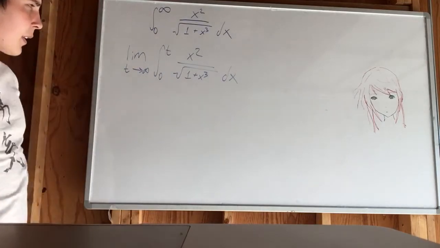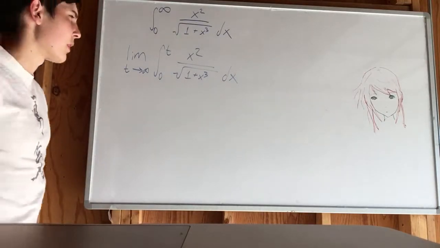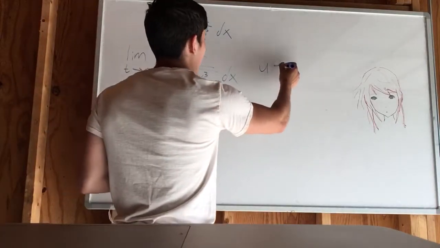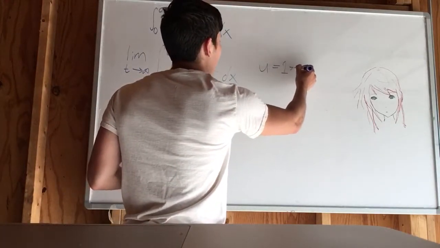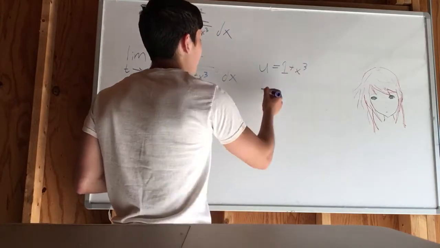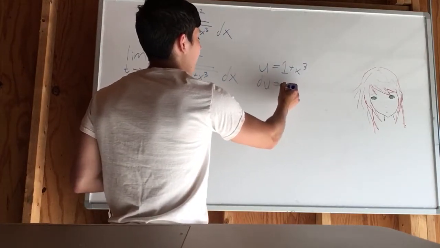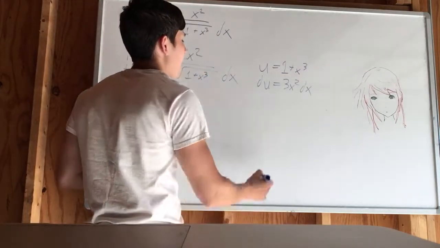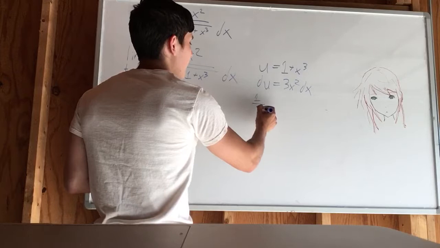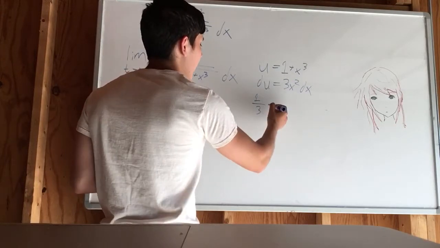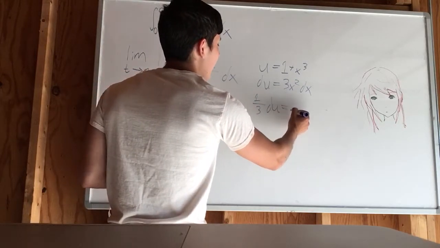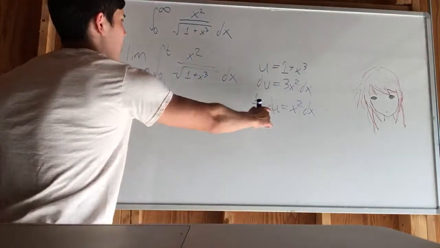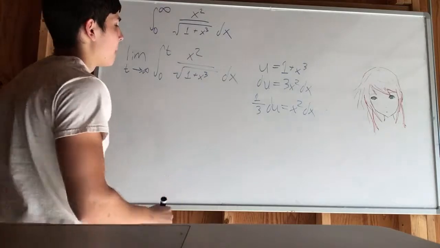So how do we integrate this? U substitution. We let u be what's inside of the square root. U equals 1 plus x cubed. Du, therefore, is 3x squared dx. We divide by 3 on both sides. 1/3 du equals x squared dx. X squared dx, we can find it here.